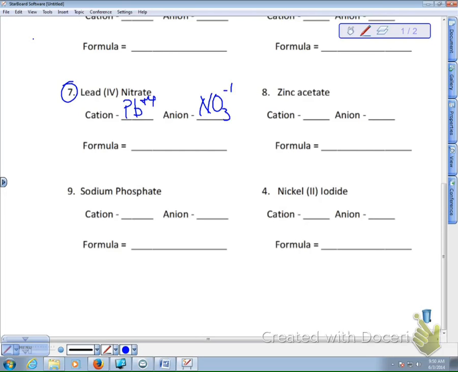I'm showing you this one because I want to look at what we have to do to write this formula. We have a +4 and a -1. The least common multiple there is going to be 4. So I'm only going to need 1 Pb, and then for the NO3s, I'm going to need 4 of them. So I have to be careful where I write this 4. I can't just put it out there because it looks like 34. When you have polyatomic ions and you need more than one, we have to use the parentheses to separate the subscripts. And make sure you put the entire polyatomic ion inside the parentheses.